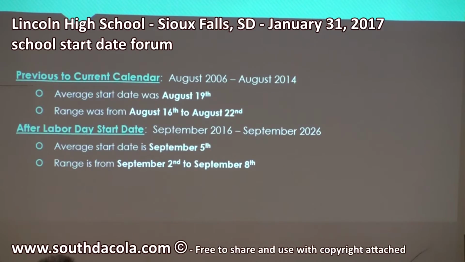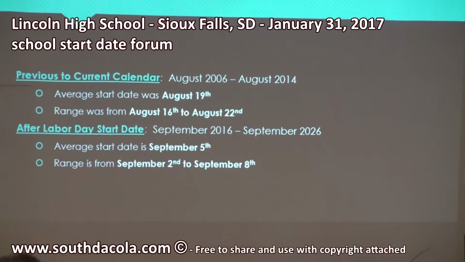Each one of the dates you'll see after these first two is some type of compromise of the after Labor Day and prior to Labor Day previous start dates that we've had. It just depends on the degree of compromise that you look at. So first of all, if you just pay attention to the top part, previous to current calendar, August 2006 to August 2014, the average start date was August 19th. But I also show you the range on there. The earliest date that it had started was August 16th. The latest was August 22nd.